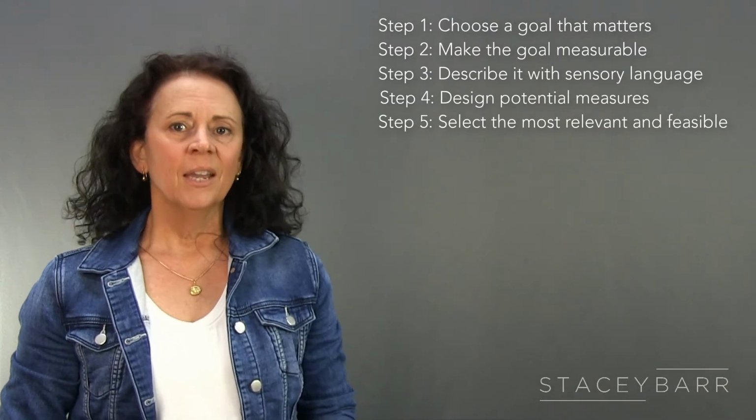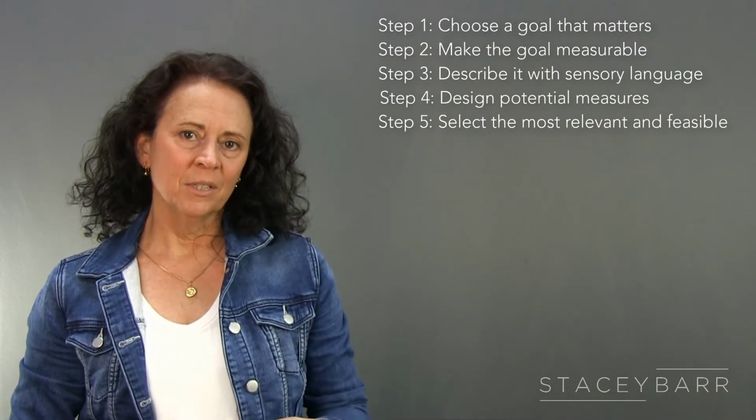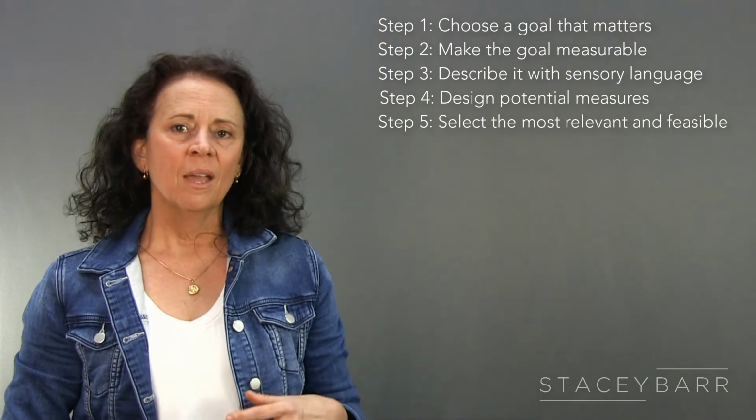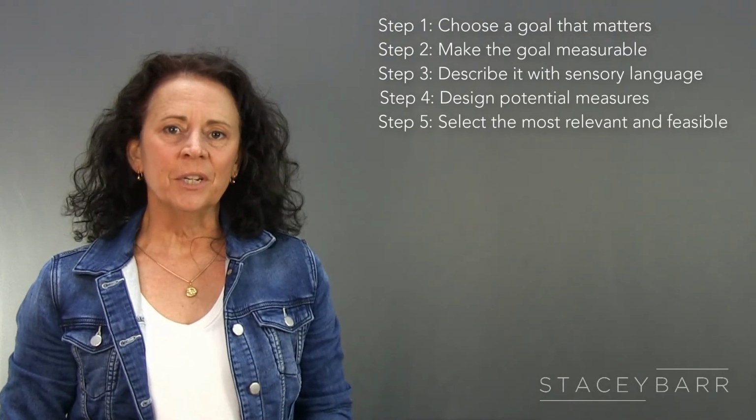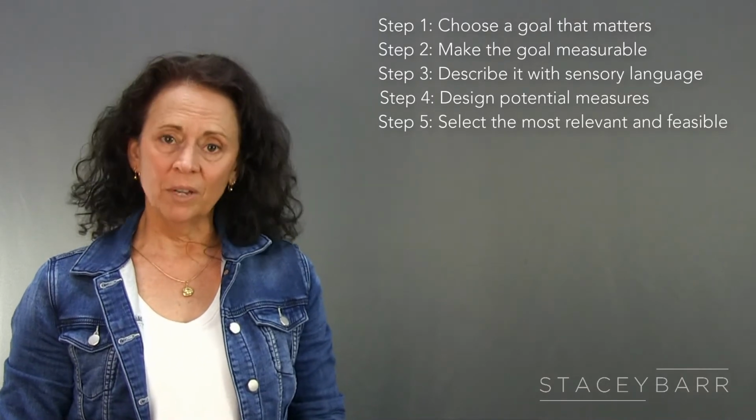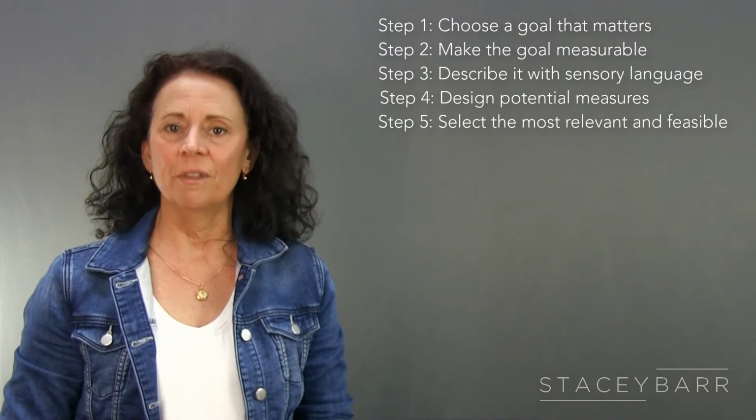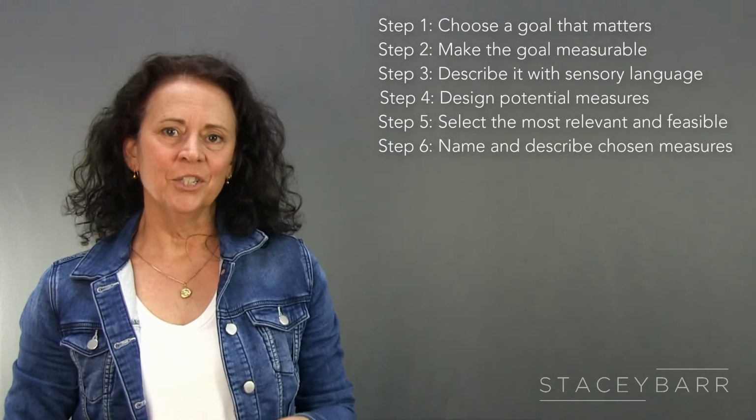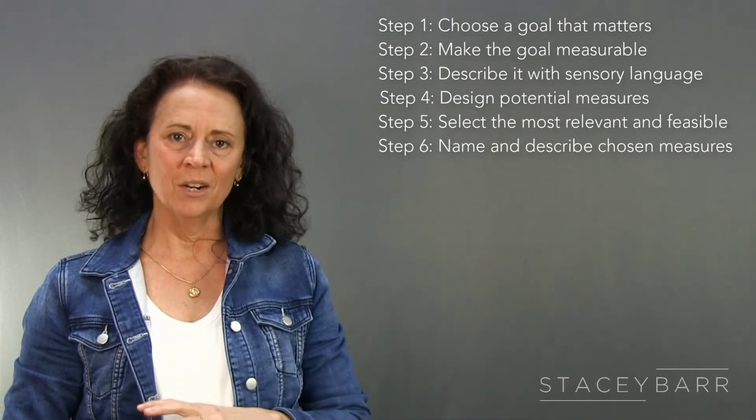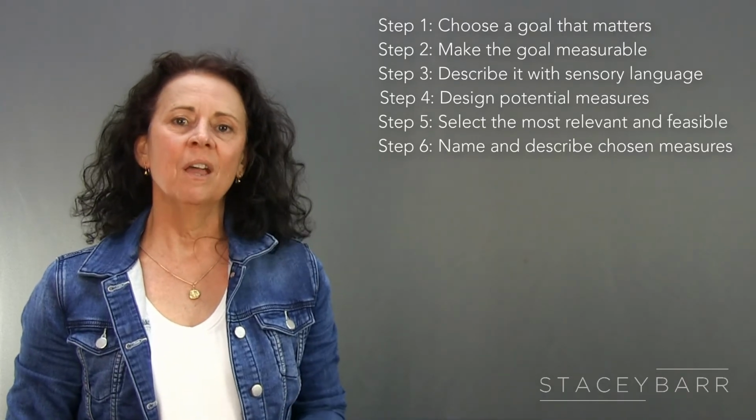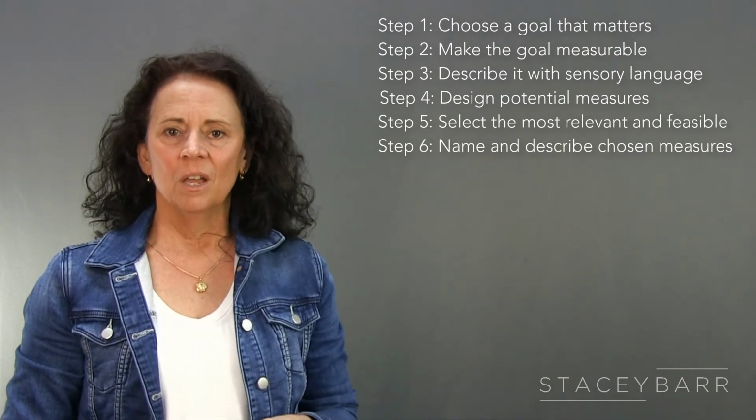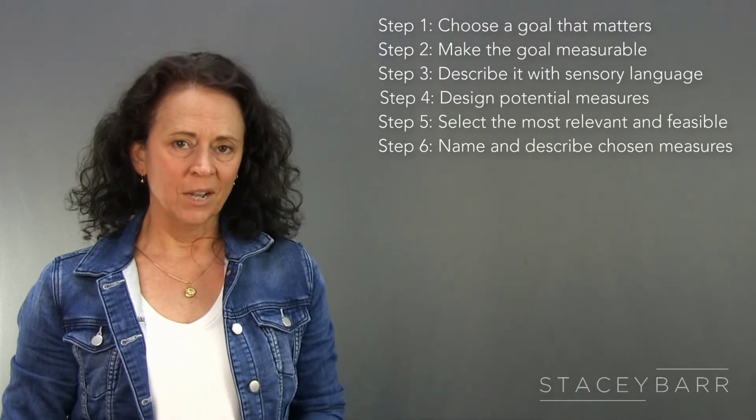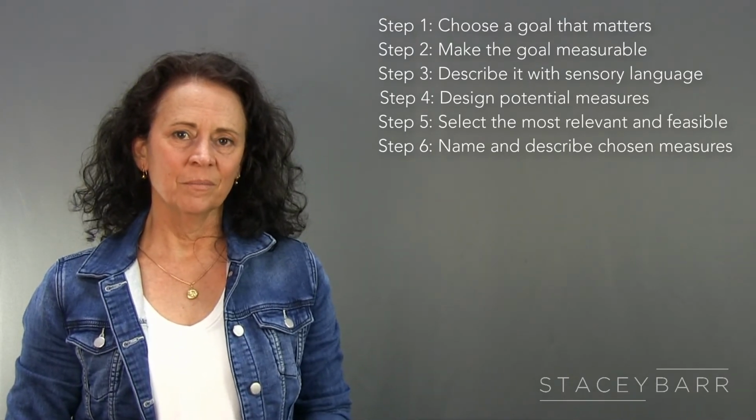Step 5 is to evaluate your potential measures and select the most meaningful one, maybe 2 of them. So in less than 10 minutes, you can score your measures for their relevance to your goal and for their feasibility to implement. Step 6 is to settle on the formal name and quantitative description for each measure that you've chosen. Use 5 minutes just to check you really have clearly followed that recipe for writing a quantitative measure.